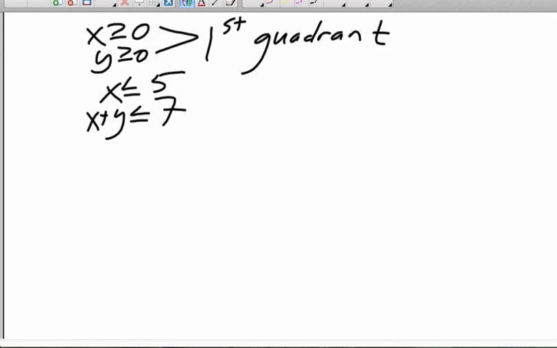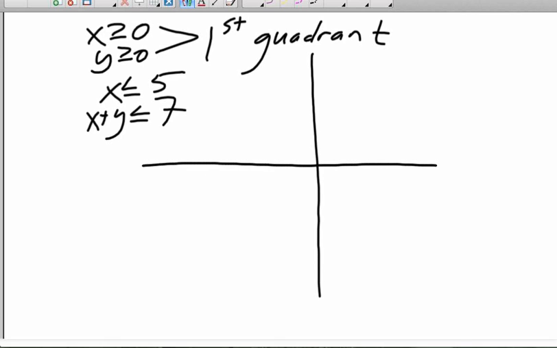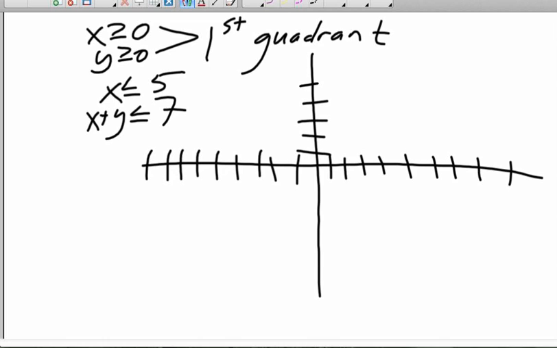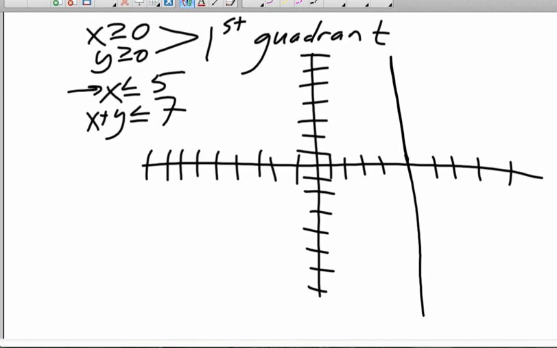So the first thing I'm going to do then is draw my coordinate axis. So first thing I'm going to do is graph this one. This is a vertical line at x equals 5. And I want where x is less than or equal to 5, so that will be on this side right here. Now, I know I'm in the first quadrant, so I'm also going to have to be over here.